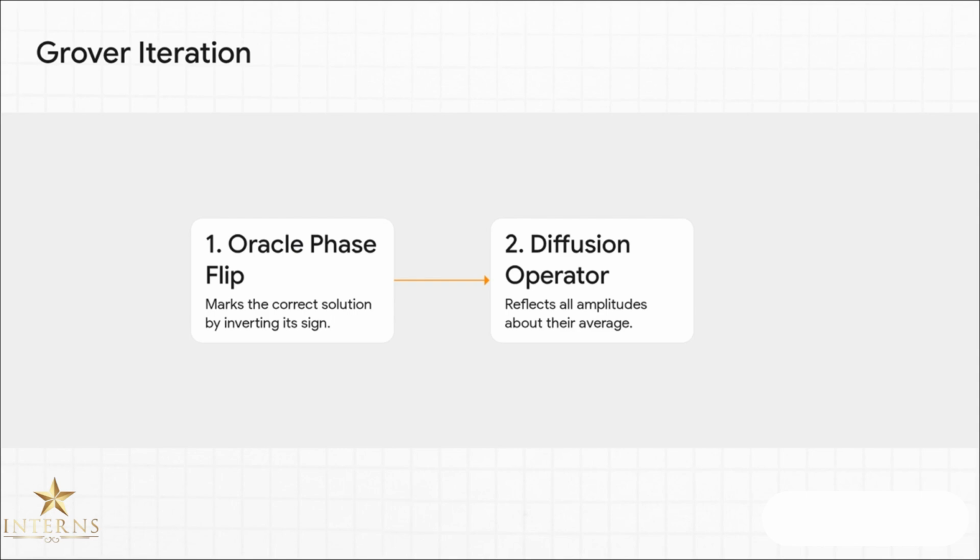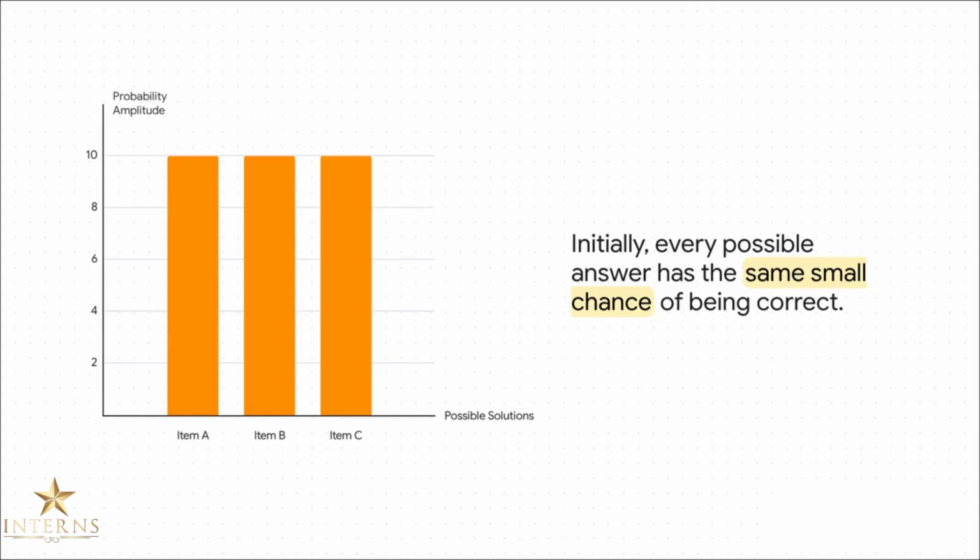Let's actually see what this looks like. So, before we do anything, our quantum system is in what's called a superposition. Just think of it like this. Every single possible answer is on the table, all at once, and they all have the exact same tiny chance of being right. You can see it here on the chart. All the bars are the same height. It's a perfectly flat landscape.